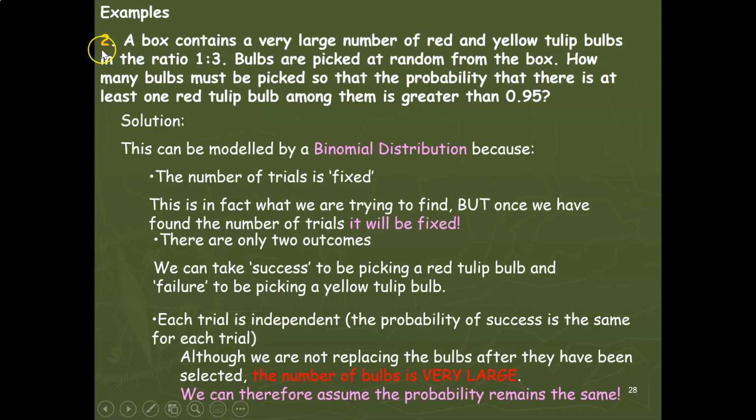Next example. A box contains a very large number of red and yellow tulip bulbs in the ratio 1 to 3. Bulbs are picked at random from the box. How many bulbs must be picked so that the probability that there is at least one red tulip bulb among them is greater than 0.95?